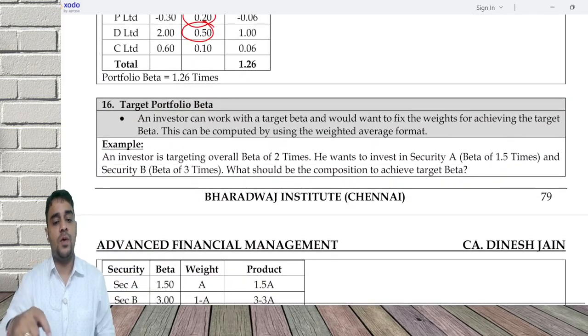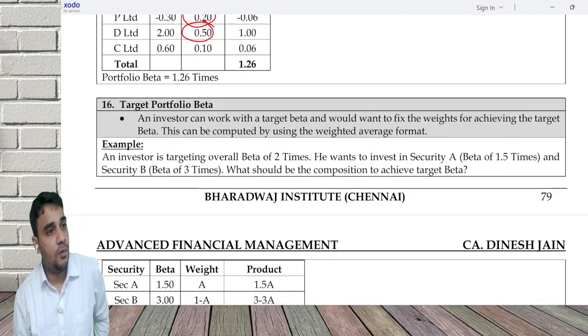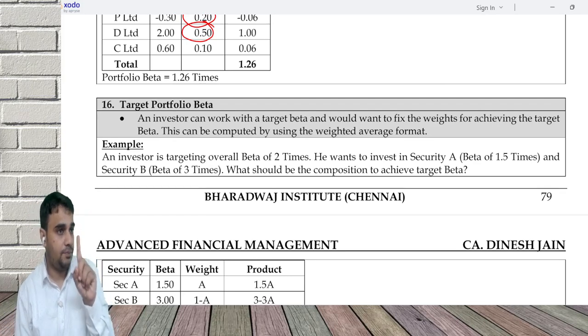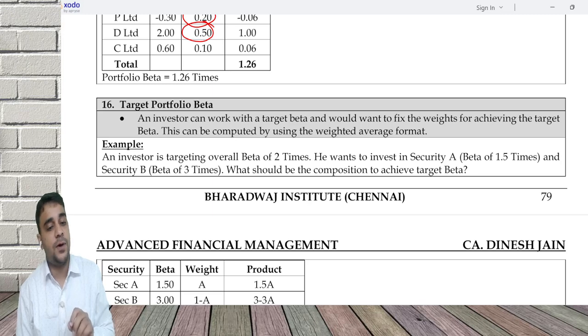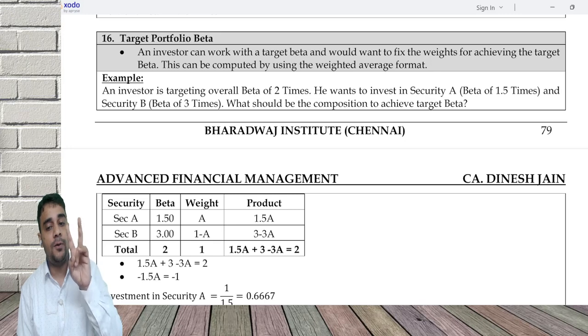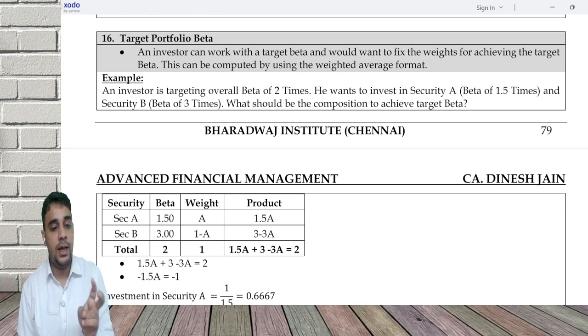An investor can work with a target beta. What is the target beta in my example? 1 time. And would want to fix the weights for achieving the target beta. This can be computed using the weighted average format. Example, I am targeting a beta of 2 times. I want to invest in A, which is 1.5, invest in B, which is 3. Tell me what is the composition.